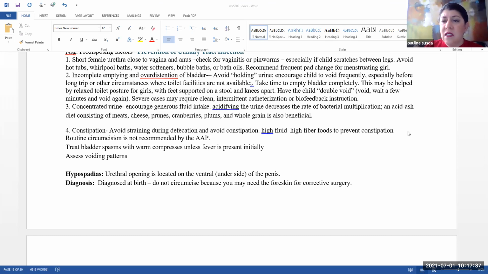Acidifying the urine decreases the rate of bacterial multiplication. An acid ash diet, which consists of meats, cheese, prunes, cranberries, plums, and whole grains, may also be beneficial.